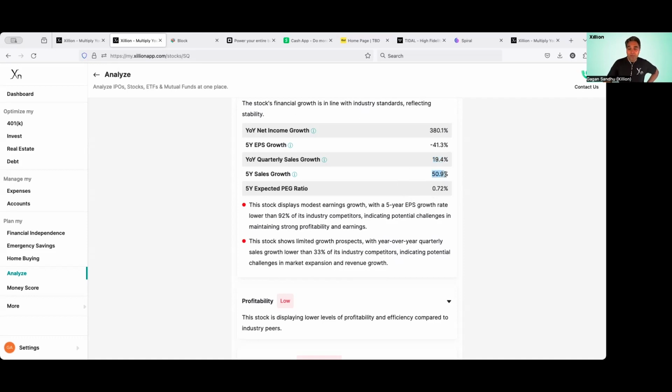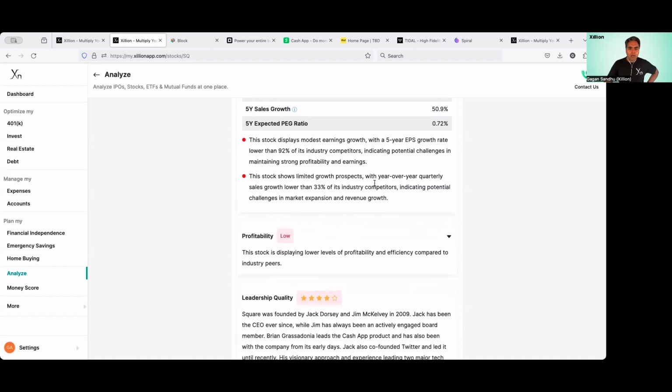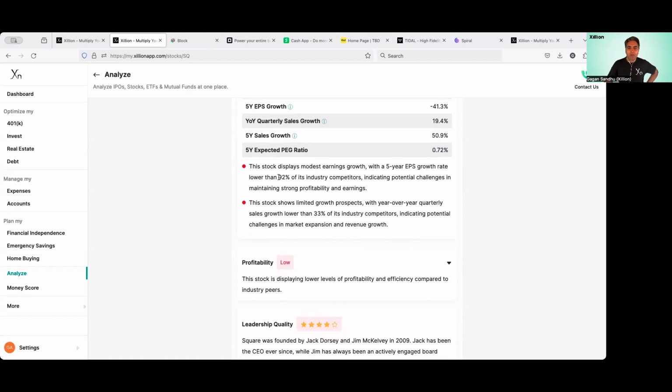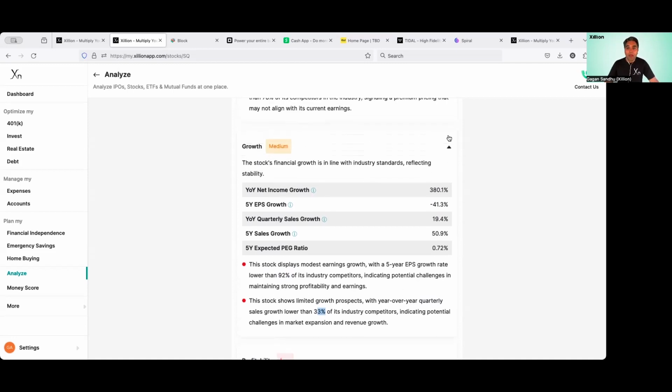5 years, if you look at it, which includes the COVID period, so you can discount it a little bit, but it's 50% growth compounded for 5 years. That's really, really good. And if we go down here, 5-year EPS growth is, again, they're not focused on earnings. So earnings per share growth is lower than 90%. But overall, they're growing fast. They're growing faster than 67% of their peers, right? Slower than 33%, but faster than 67%.